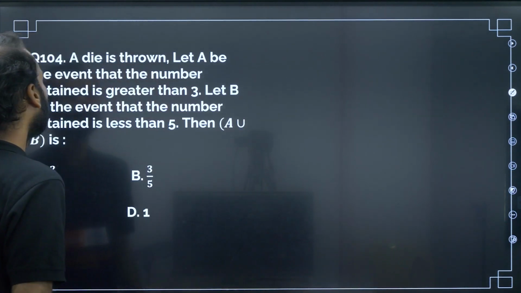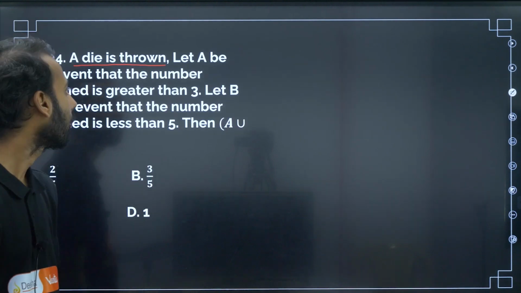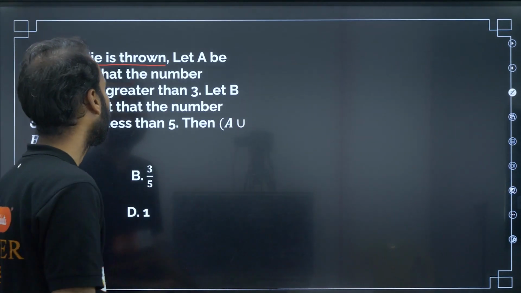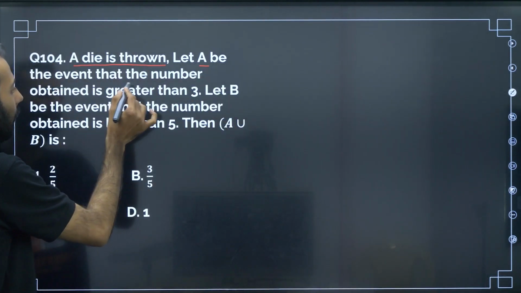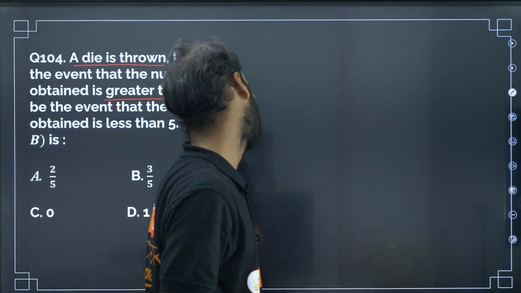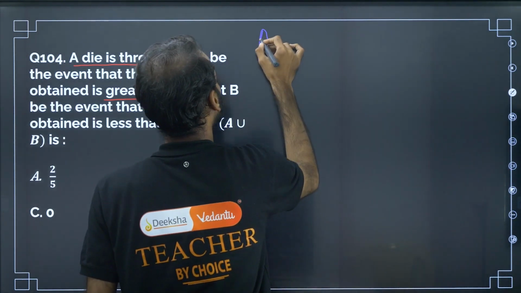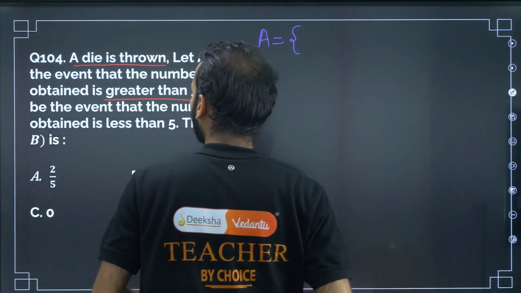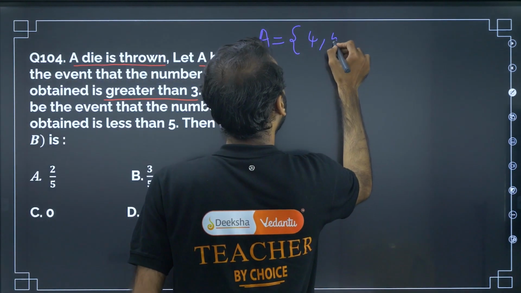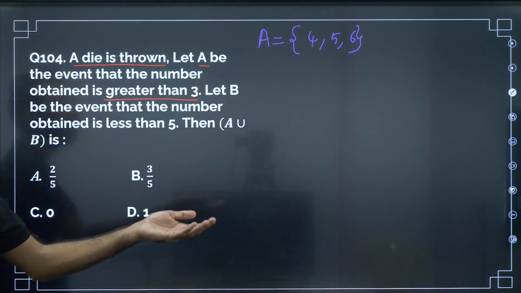A die is thrown. Now here, if you observe, the random experiment is throwing of a die. Let A be the event that the number obtained is greater than 3. What data have they given? A is greater than 3, which means 4, 5, 6, because in a die 7, 8 and so on are not there. So A is done.